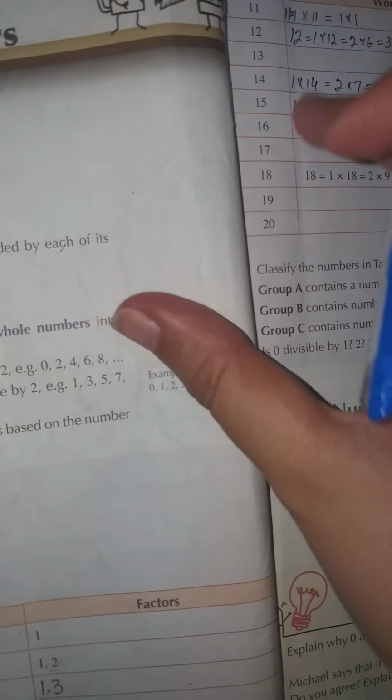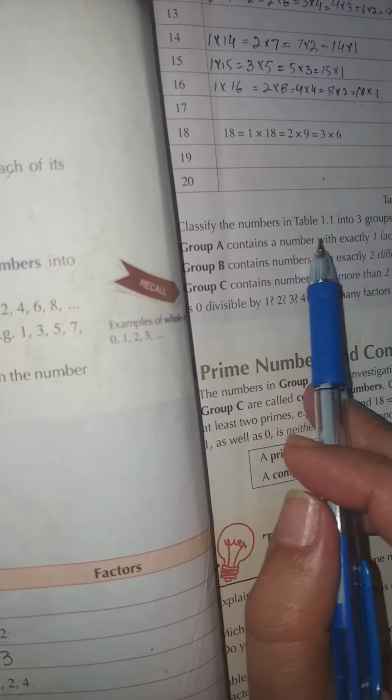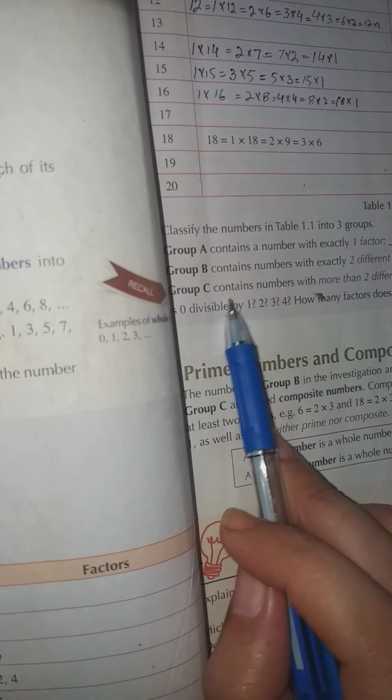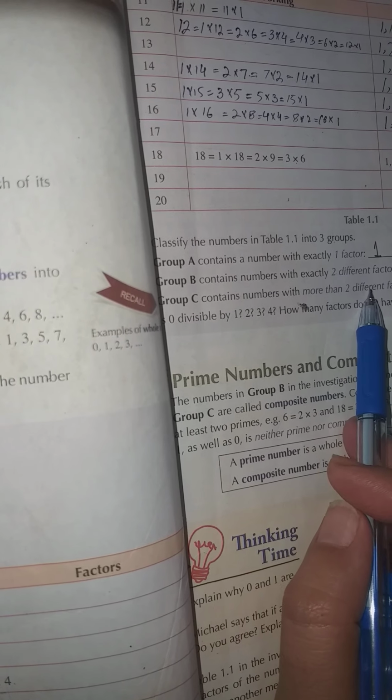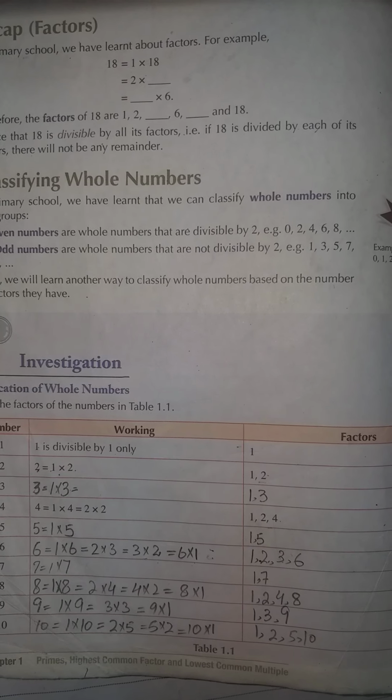After solving question number 1, you will solve question number 2: which numbers have one factor, which have two factors, which have more than two factors. So you will solve questions 1 and 2 at home. You will take pictures and send them to me. You can do it in your book as well, and take pictures and send them to me.